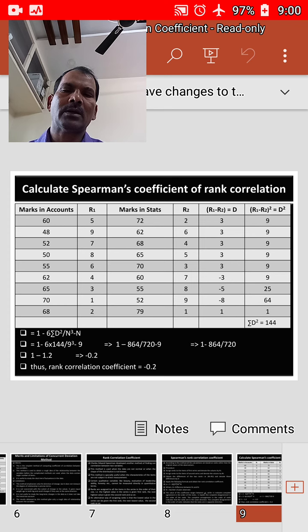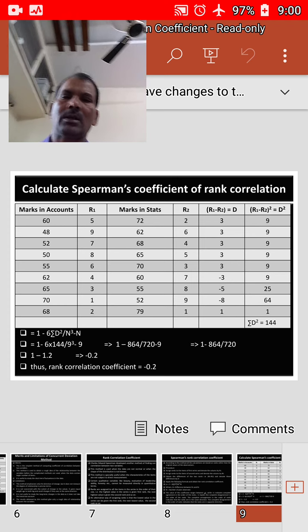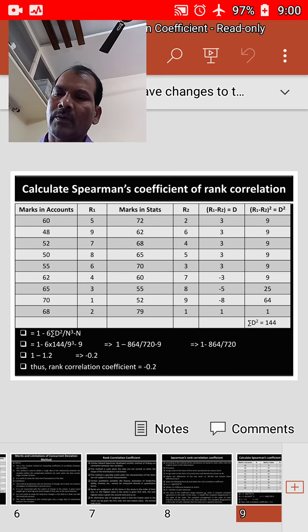9 into 9 is 81, 81 into 9 is 729, 729 minus 9 is nothing but 720. Hence 1 minus 864 by 720. 1 minus 864 by 720 is nothing but 1 minus 1.2, which is nothing but minus 0.2. Thus the rank correlation coefficient is minus 0.2. That we got from the given solution.